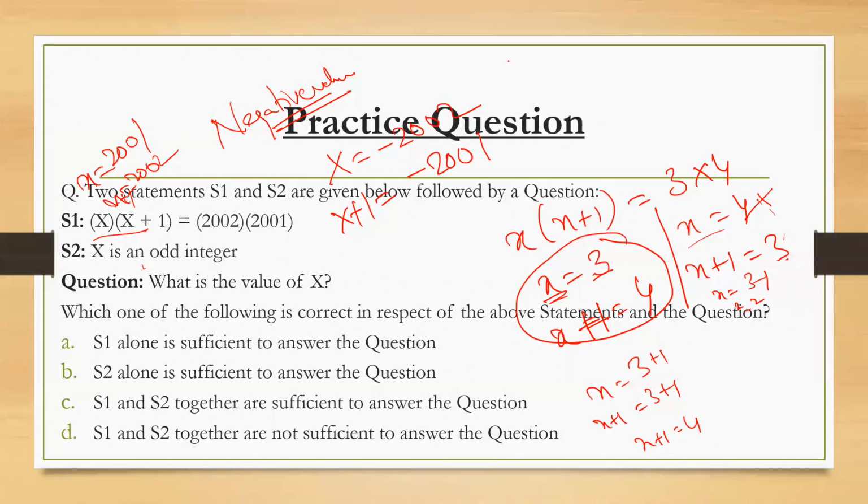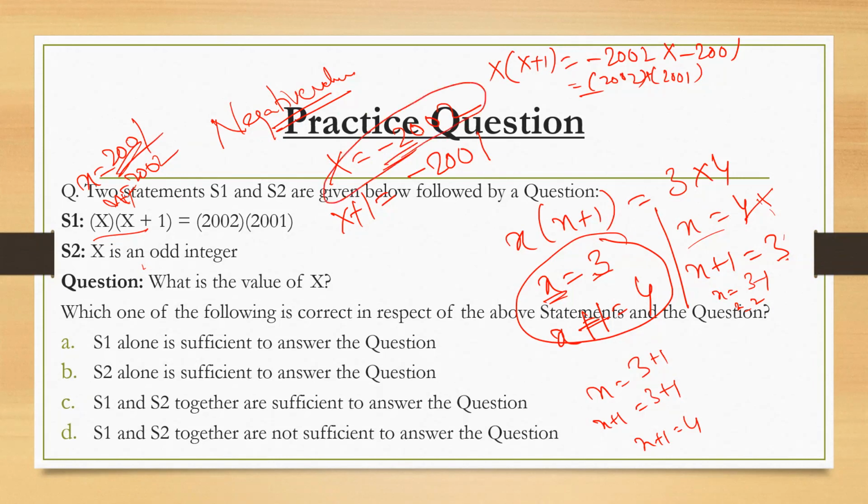Then when you write this in the expression format, x into x plus 1, this is written as minus 2002 into minus 2001, and minus and minus will cancel each other out, so 2002 into 2001. Are you getting this, everyone? So there are two possible values of x here. X could either be 2001 or it could also be negative. That is the reason we do not say that S1 alone is sufficient to answer my question.